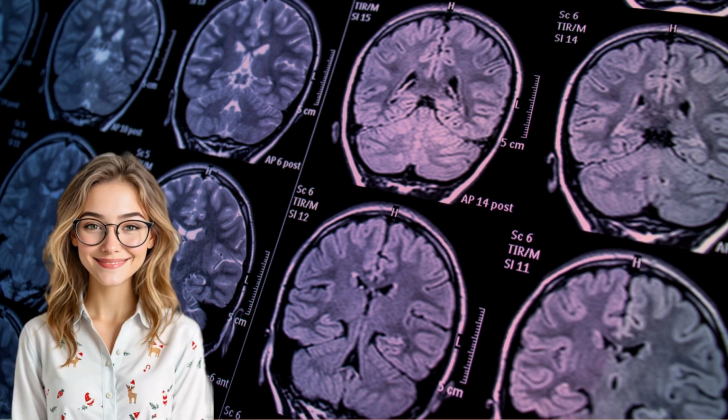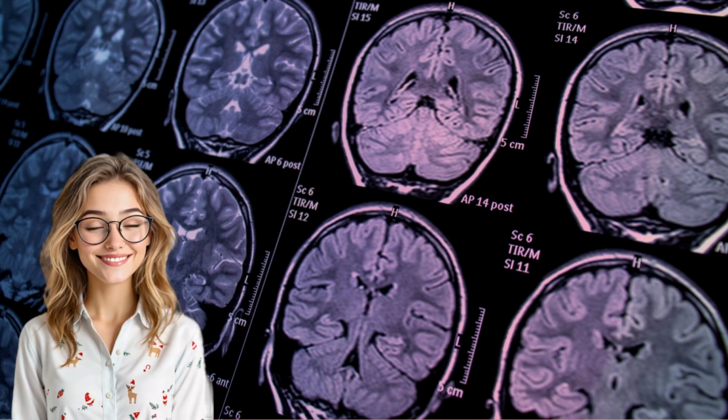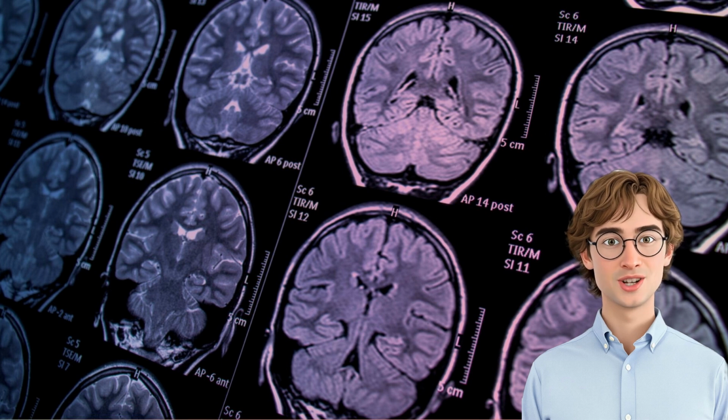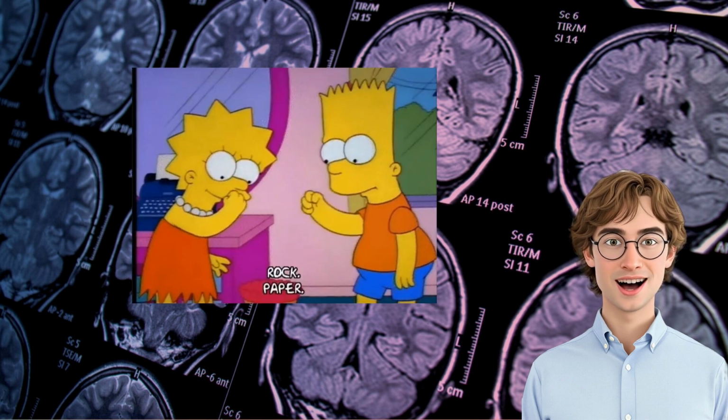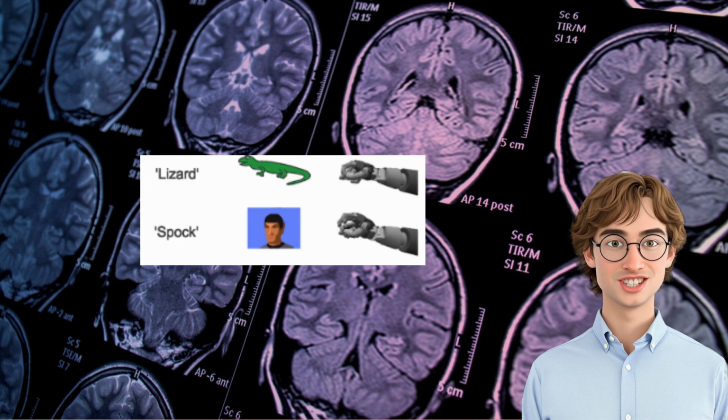Yeah, that's a good way to think about it. And this was true even after years of paralysis. That's right. Even after all that time, his brain still showed a really strong connection between seeing and intending to grasp. That's incredible. We've covered so much already, from rock, paper, scissors to Spock and lizards, and we're just getting started.